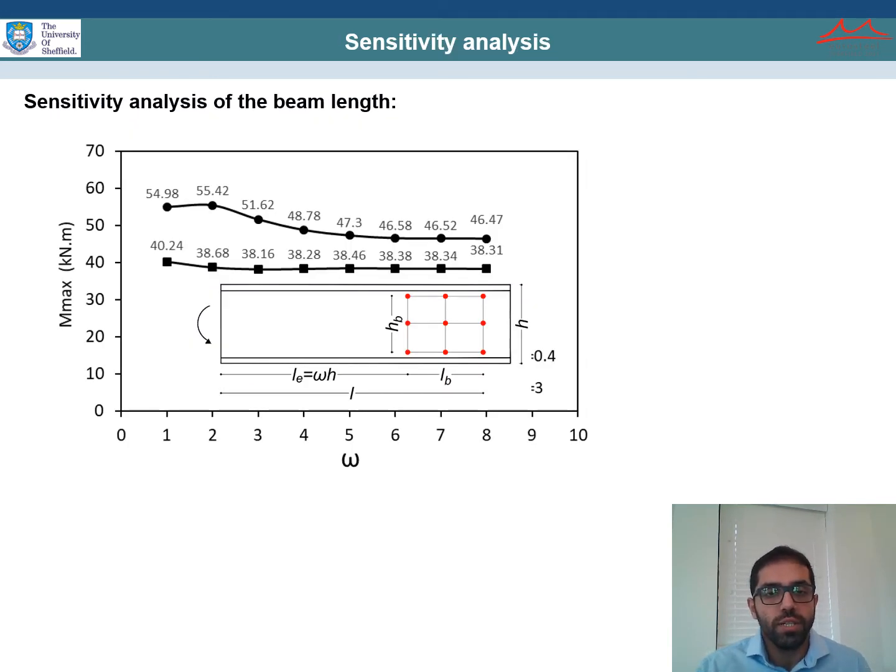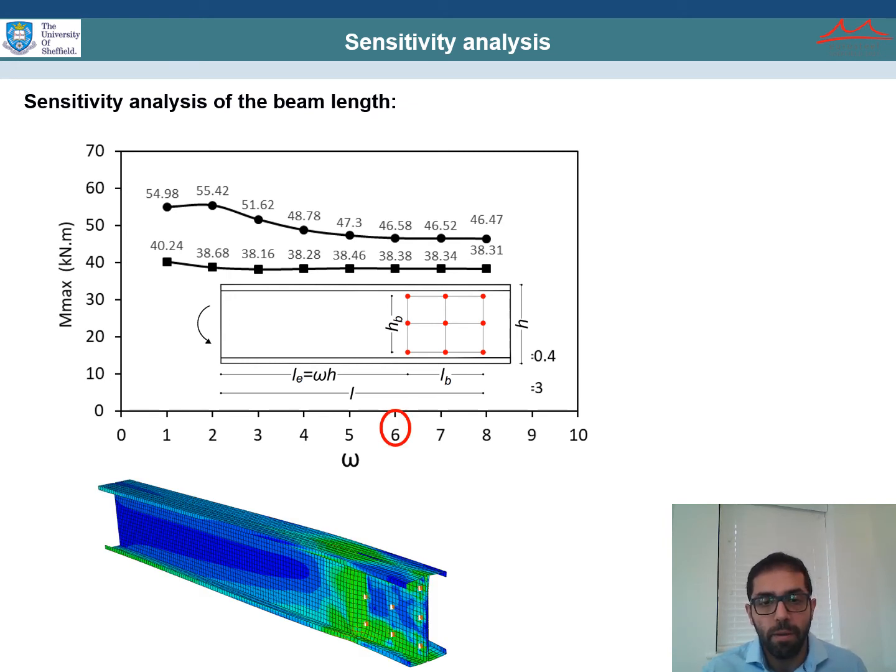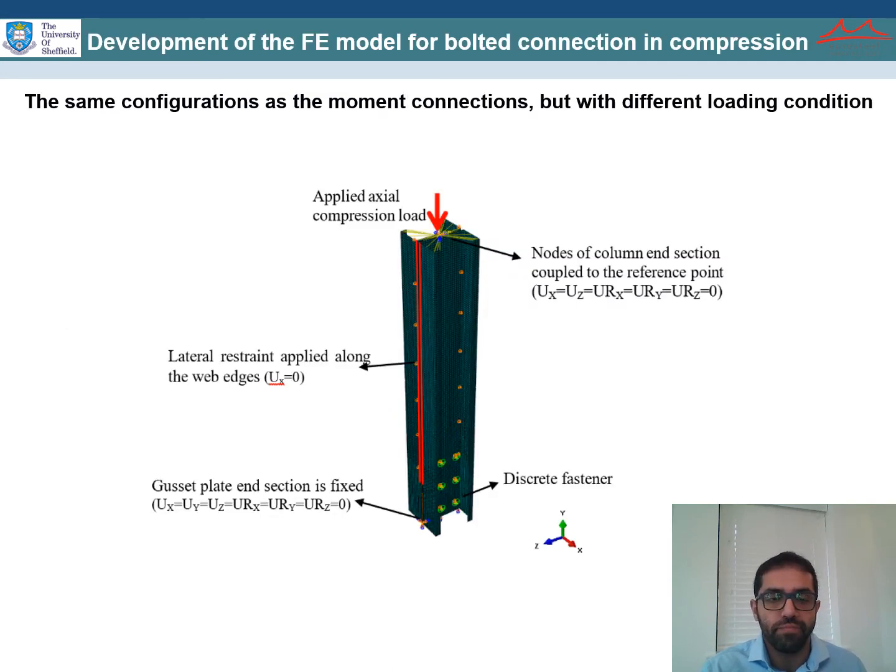In addition, sensitivity analysis was conducted to determine the length of the beam. Based on the results, if we consider the length of the beam away from the connection zone larger than or equal to 6H, where H is the web depth, the capacity of the connection will not be sensitive to the beam length.